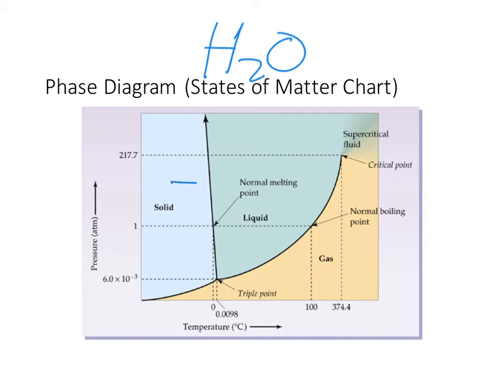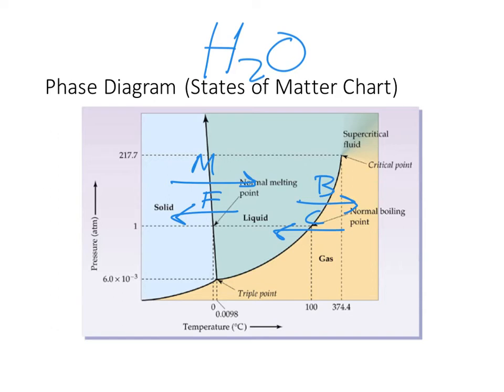If I go from the solid to liquid, I am obviously melting. If I go from liquid to solid, that's freezing. If I go from the liquid to the gas, I am boiling the material. Gas to liquid, I am doing condensation.